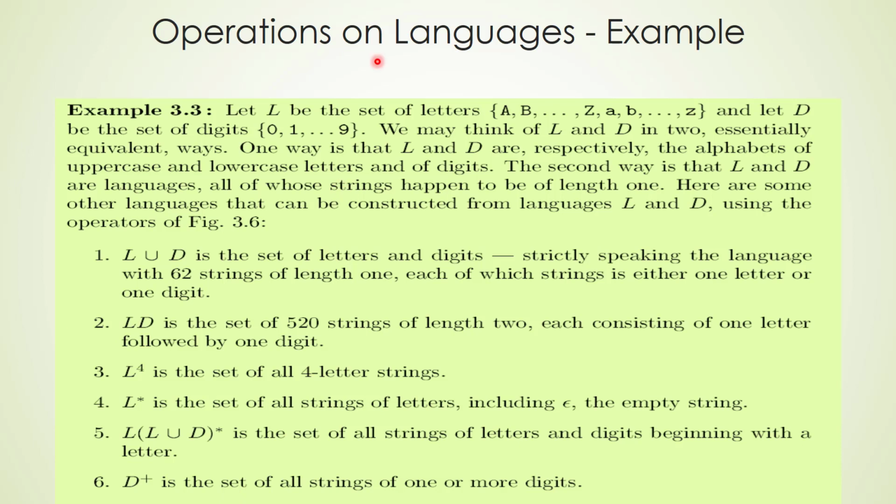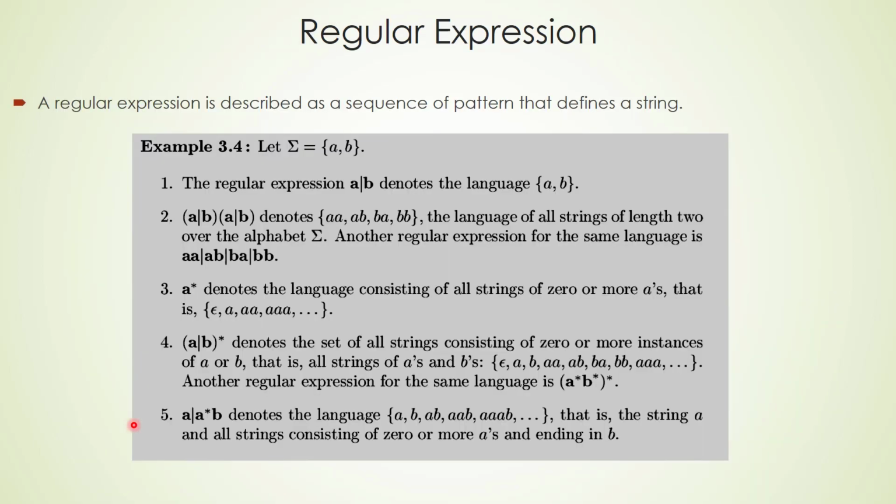So always remember L and D are languages. L union D is another language. LD is another language. Similarly, L raised to 4, L star, L(L union D) star and D plus are other languages. Next is regular expression. A regular expression is described as a sequence of patterns that defines a string. So a regular expression can be defined as another way of expressing a language. In the previous slide, we saw one method of expressing languages using the operators. Another way of expressing the strings in a language is regular expressions.